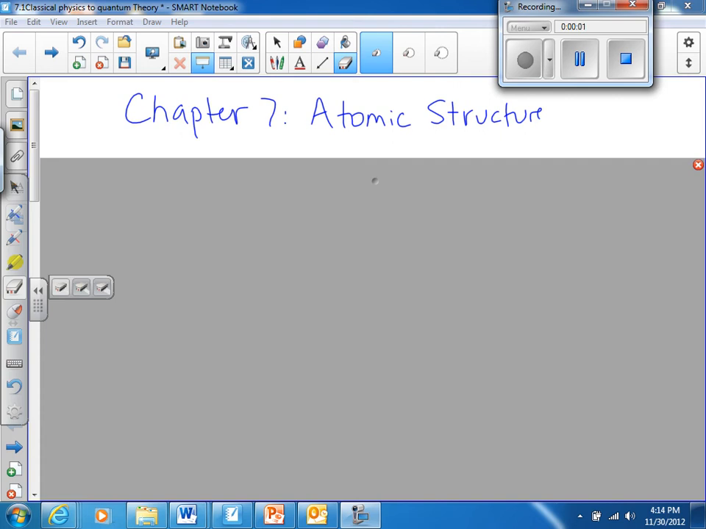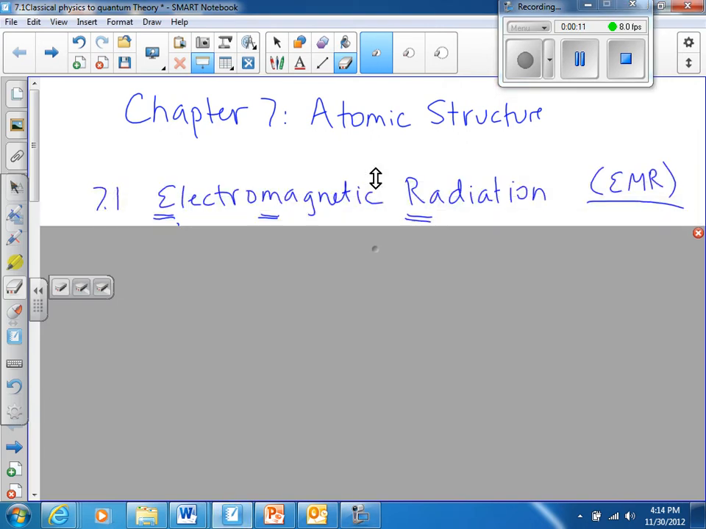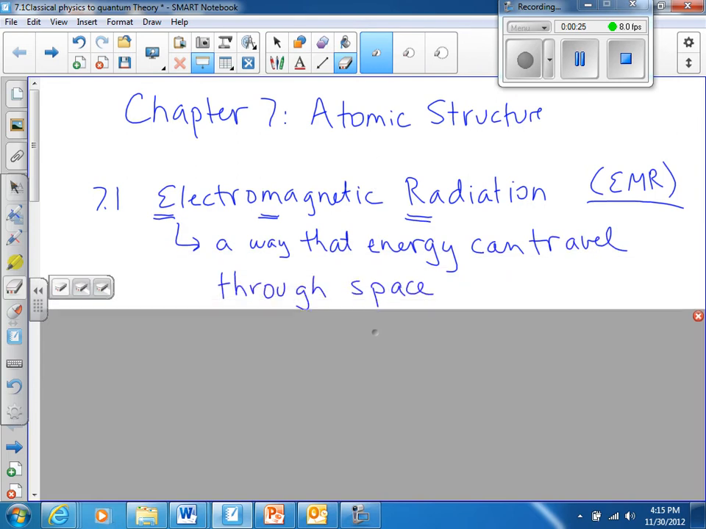To learn about the atom and where electrons go in an atom, and what these electrons are all about and what's going on, we're going to start out with electromagnetic radiation, EMR. You might wonder, what does this have to do with atomic structure? When we get into about the fourth or fifth section of this chapter, it will all come together and make sense. But for now, we have to learn some background.